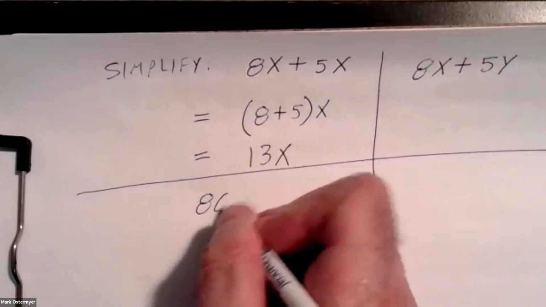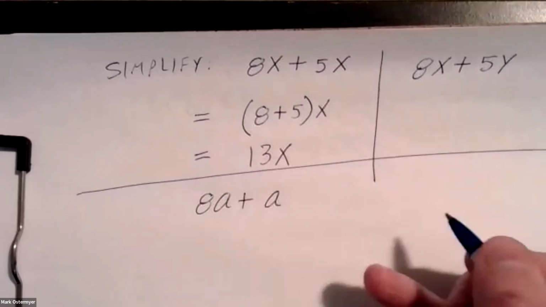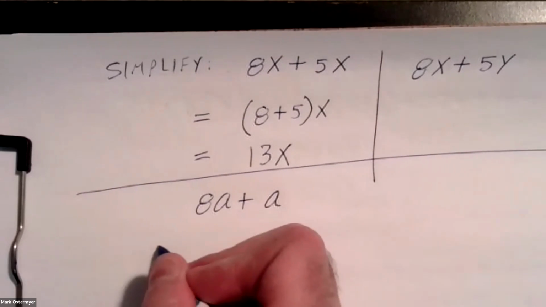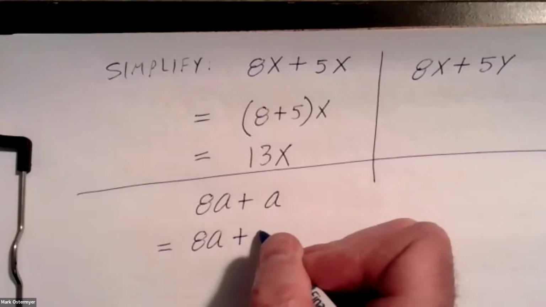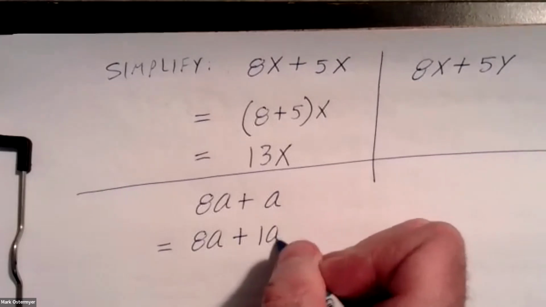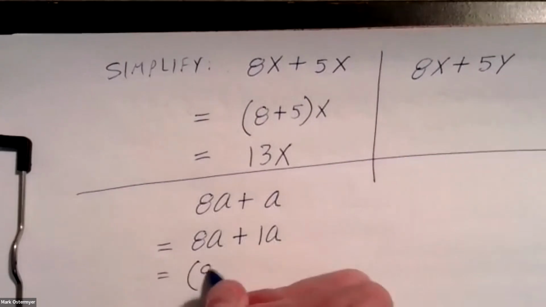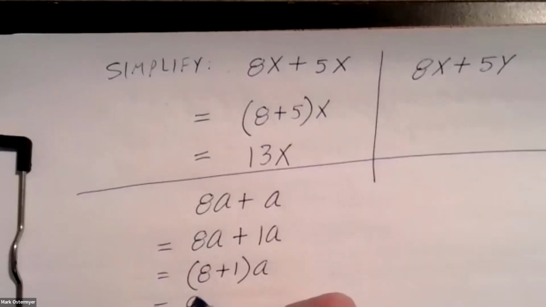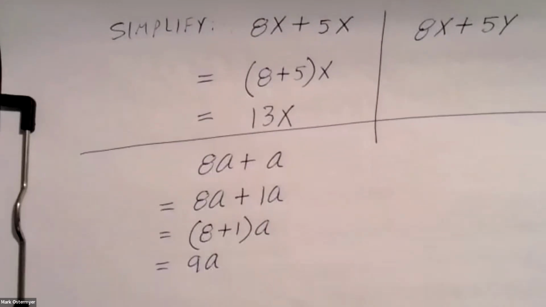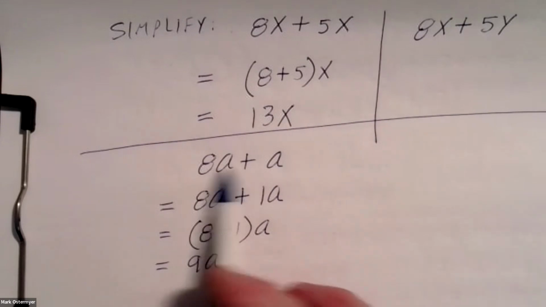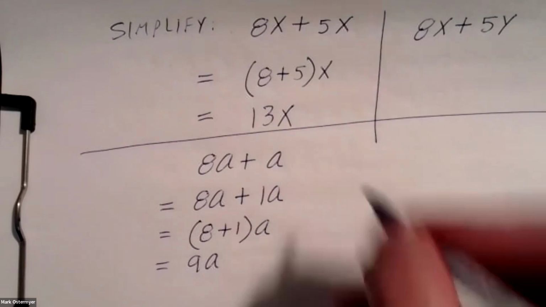How about 8a added to a? Well, what number's in front of a? I don't see a number. It'd be 1. Yeah, it's really understood to be 1a. So 8a plus a is really understood to be 8a plus 1a. So what's 8a plus 1a? It'd be 9a. Yeah, it's going to be 8 plus 1 of those a's, or it's going to be 9a. We have just, again, combined similar terms. Okay, we've simplified this algebraic expression by combining similar terms.